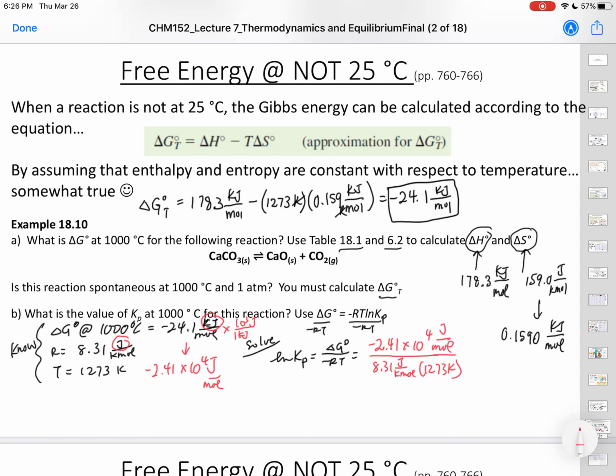Okay, so this comes out to, let's see here, 2.278. So ln of Kp is equal to 2.278. Okay, you're going to raise both sides to e to get rid of the ln. So Kp is going to equal 9.8 at 1,000 degrees Celsius.